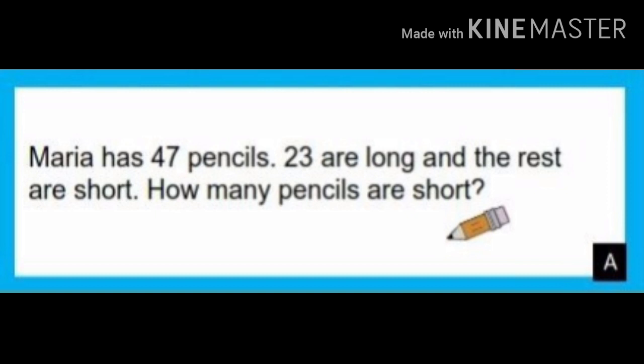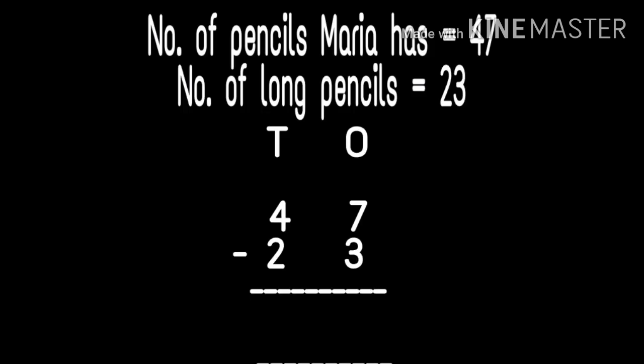Maria has 47 pencils. 23 are long and the rest are short. How many pencils are short? In this question, we know the total number of pencils, and we know how many long pencils there are. Now we have to find the number of short pencils. So children, what will be our first statement? Look at the first sentence and write: number of pencils Maria has is equal to 47. Let's come to the second statement: number of long pencils is equal to 23.